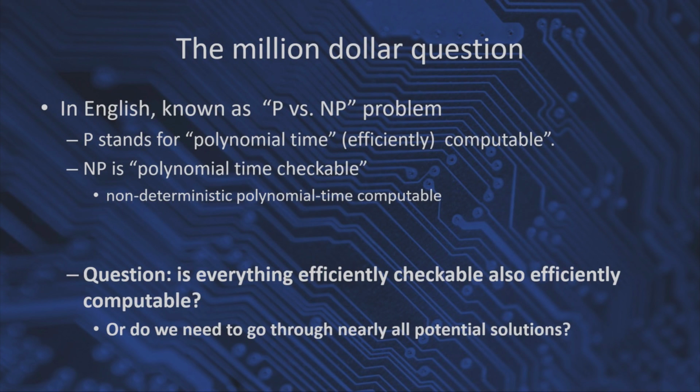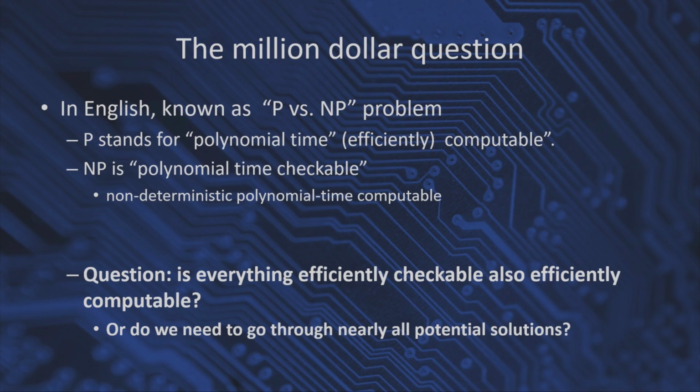So in English, this problem is known as P versus NP. You might have heard about it. The name P versus NP comes from some historical reasons, and it's not words that you would probably know by this time. P stands for polynomial time computable, which is just a formal way of saying computable quickly. And NP really means efficiently checkable. And the question of P versus NP is: is everything that's efficiently checkable also efficiently computable?